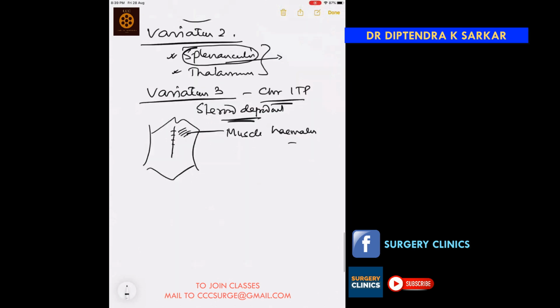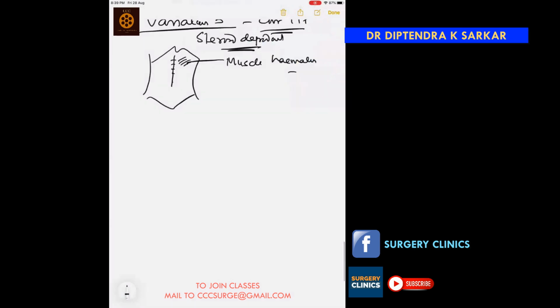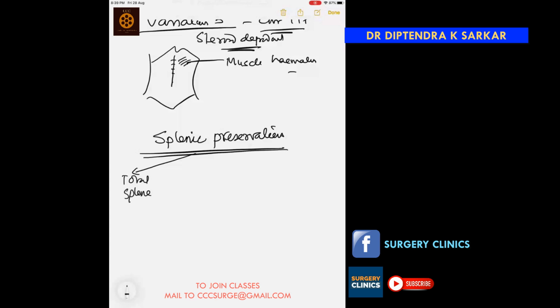Now coming to the next important issue, splenic preservation. Now at postgraduate level, this is a very important issue. Now splenic preservation, of course, the traditional one is total splenectomy. Then you start doing a splenic preservation, which is called polar splenectomy or partial splenectomy.